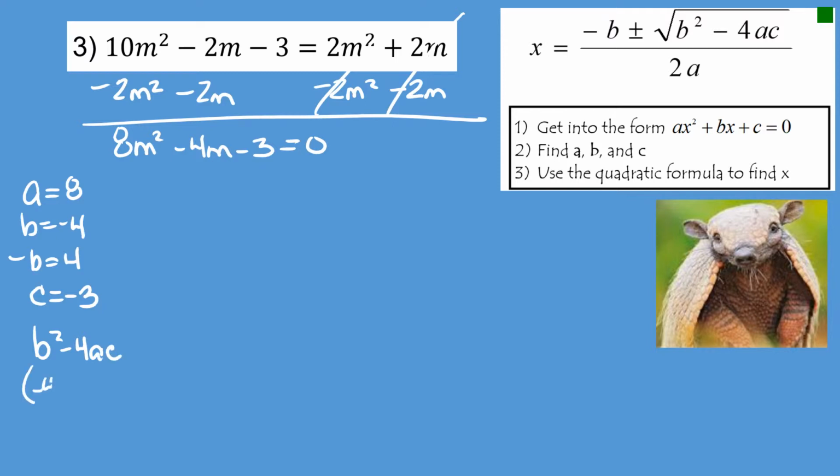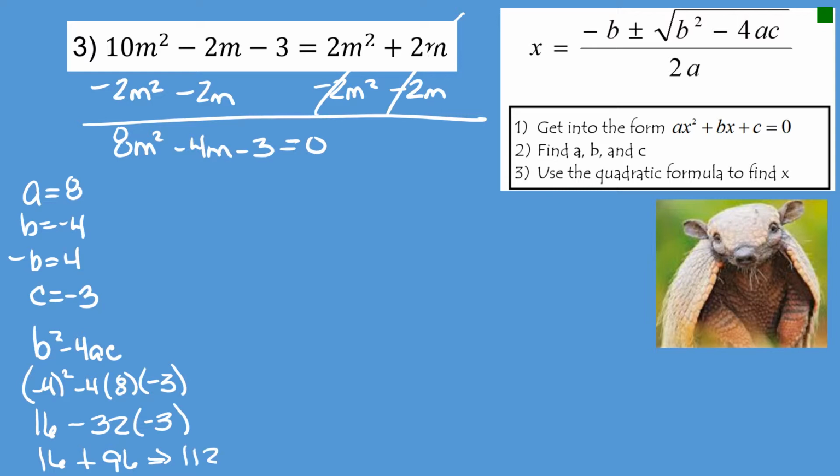So we have negative 4 squared. Remember, we're going to use parentheses when we substitute these numbers in, because when we square negative 4, we have to square the negative also, so it comes out to a positive 16. Minus 32 times negative 3. So that is 16 plus 96, which comes out to 112.